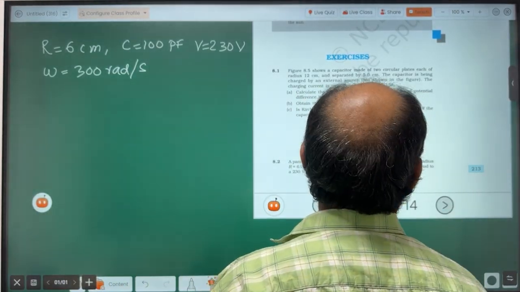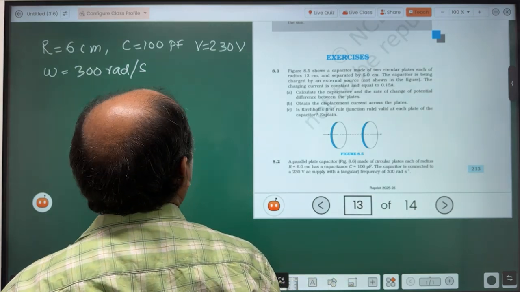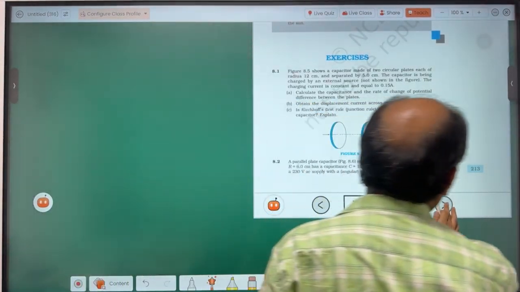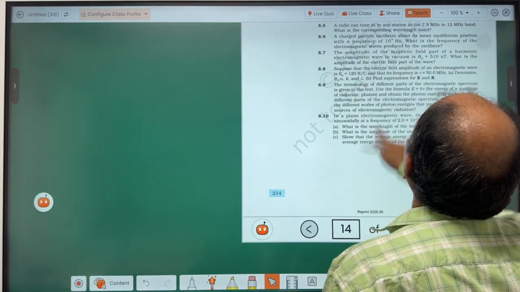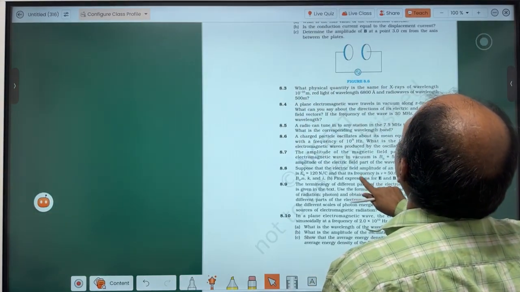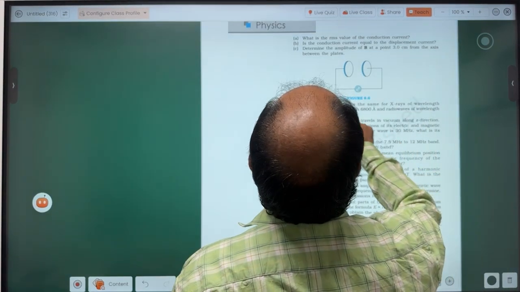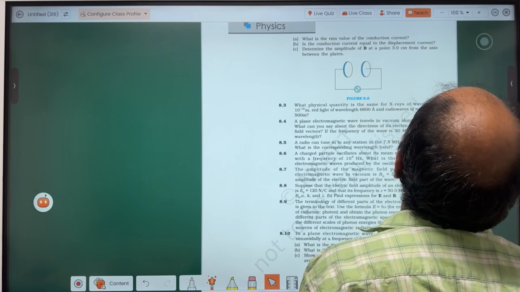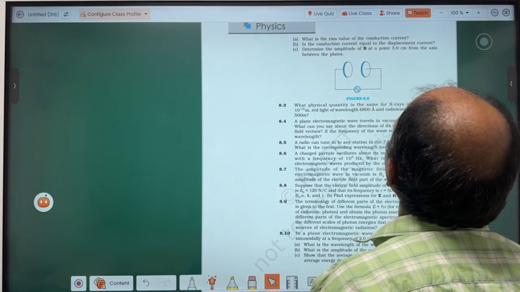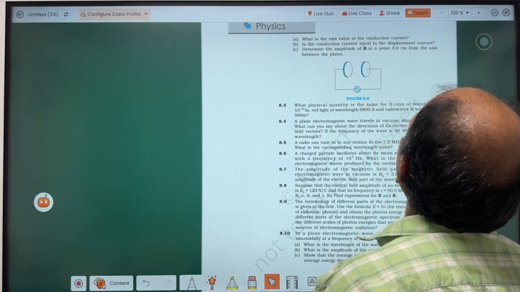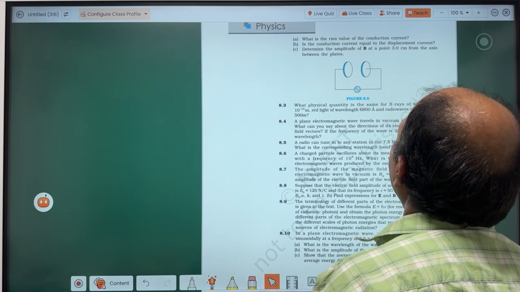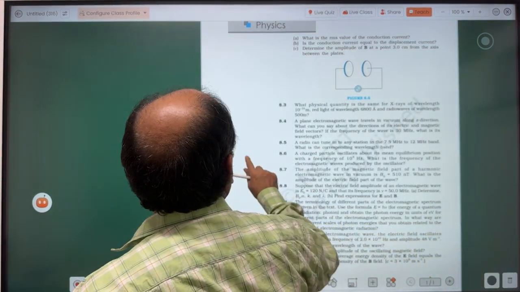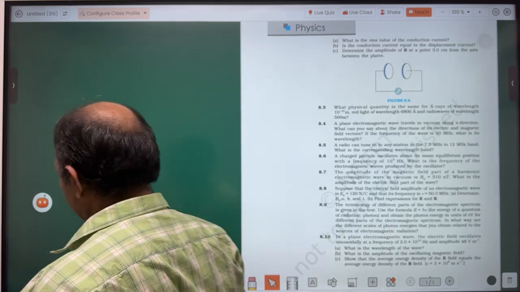Now we have to find out what is to be found. What is the RMS value of conduction current? Is the conduction current equal to the displacement current? Determine the amplitude of B at a point 3 centimeter from the axis between the plates. So it is simple, so we can evaluate it.